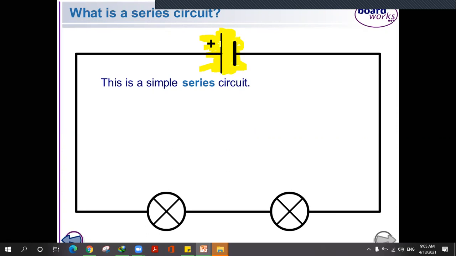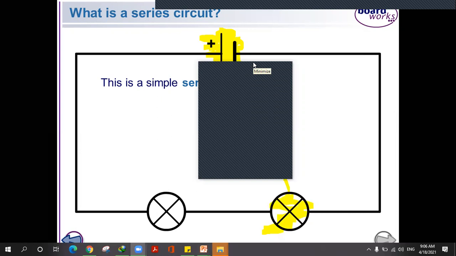What does this battery symbol represent? Battery, yes. You can see the positive part. The battery has two sides, positive and negative. Yeah, so we have positive and negative on the other side. What does this circle with an X represent? It's a bulb.